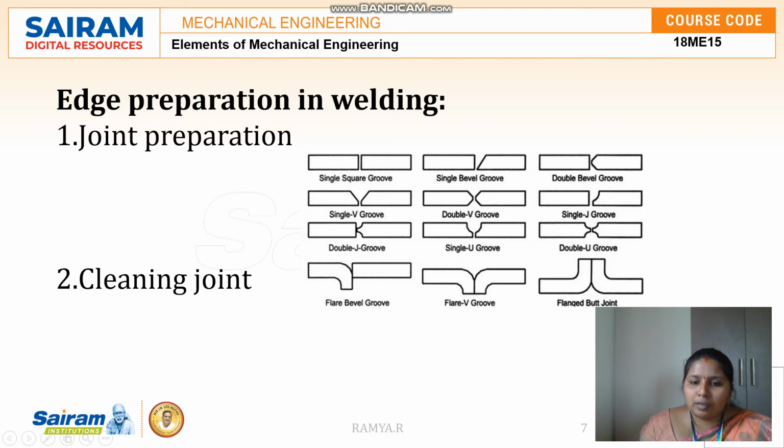We cannot simply keep the two materials and do the welding. We need to prepare according to the shape required, and we have to clean the joint because there may be a lot of dirt. When the flux is passed during welding, it may create some oxidation and chemical reactions. So first, after preparing the joint edges, the joints have to be cleaned.